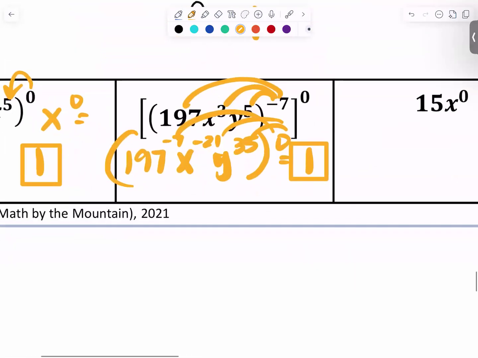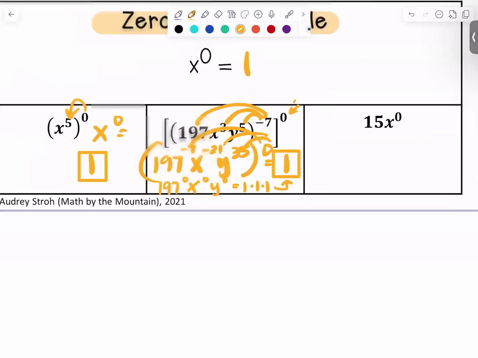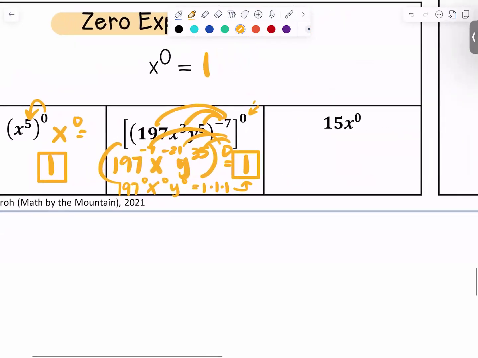So let me write it real small. It would be 197 to the 0 power, x to the 0 power, y to the 0 power. So it'd be 1 times 1 times 1. It's all just 1. So as long as the 0 is on the outside, the farthest one out, then everyone's just going to be to the 0 power. But if it's like on this one, 15 is the innocent bystander. This guy's 0, so it's just 15. Anytime you have x to the 0 power, it's just 1. And so it would be times 15 times 1.